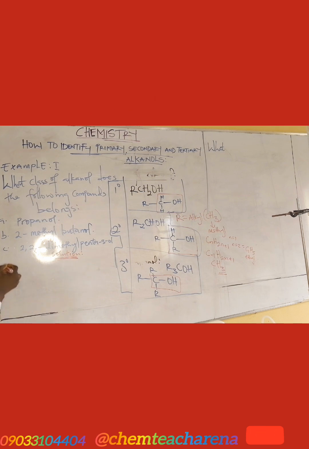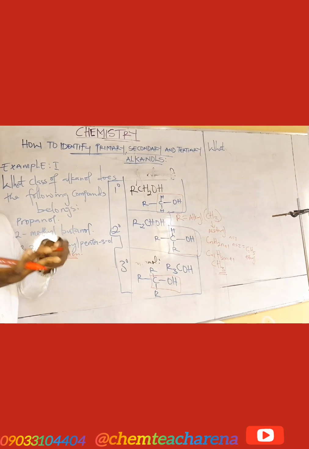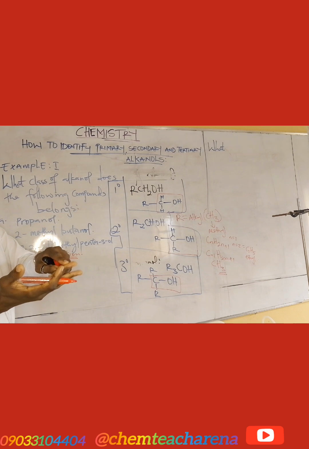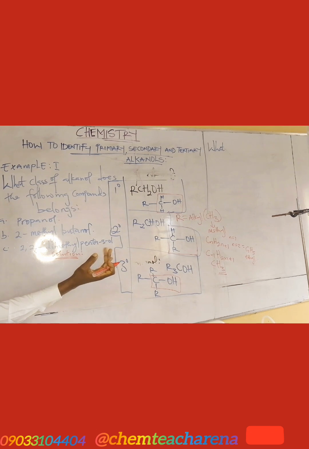I picked the first one, propanol. You must name your first 10 organic compounds: methane, ethane, propane, butane, pentane, hexane, heptane, octane, nonane, then decane. That is 10. Don't scatter them. So this is propanol: I write my methane, ethane, propane. You can put your OH here, or you can put it here, on either of these carbons.